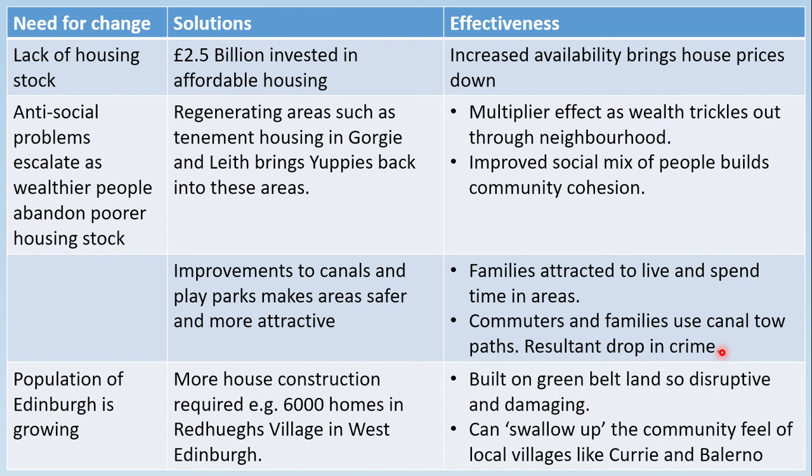Another big area for change, as I've covered, is that the population of Edinburgh is growing. We need more houses. So the solution is more house construction, e.g. the 6,000 homes that are intended on being built at the Red Hughes village in West Edinburgh. Effectiveness of this? Well, it's built on greenbelt land, so it's not a very popular option. And villages like Curry, like I mentioned, they feel that they're going to get swallowed up and they're going to lose their identity.